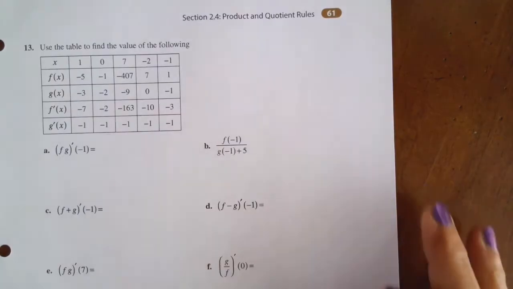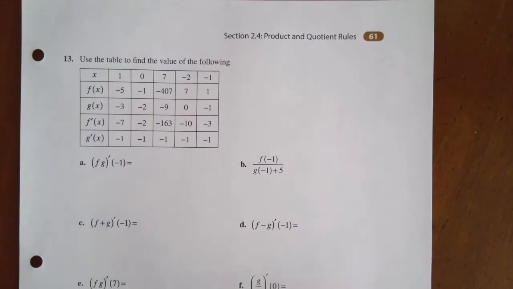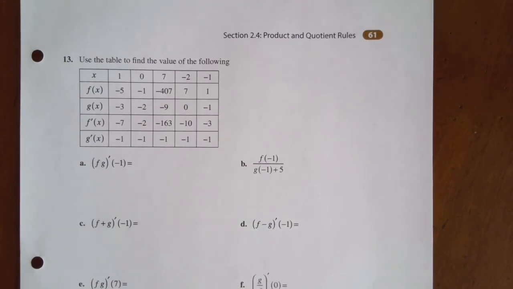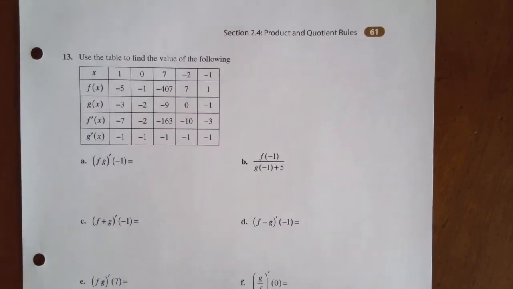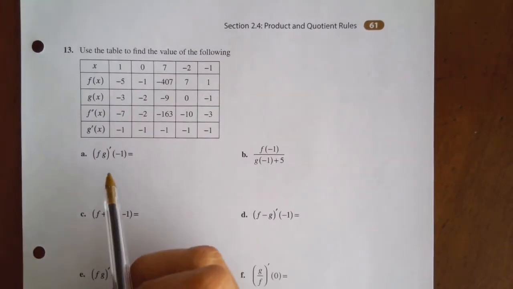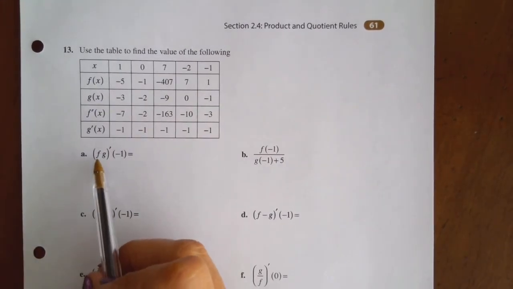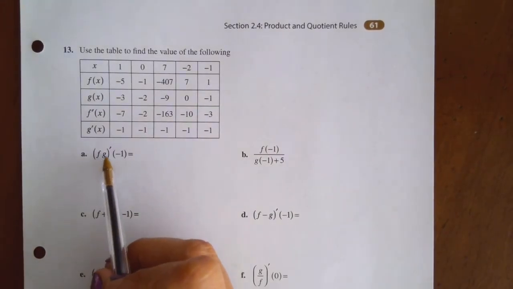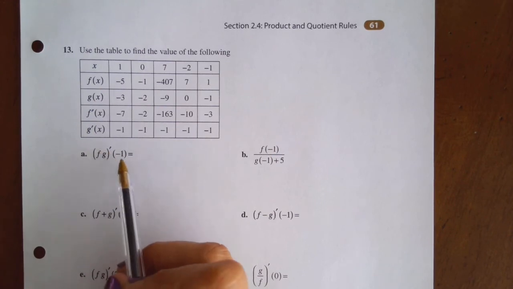Let's look at number 13 now. This is the second type, a table of values. Can you do what we just did using a table of values? All right, so be very careful with the notation. Okay, so let's look at A. A says take function f times function g, the derivative of it, at -1.